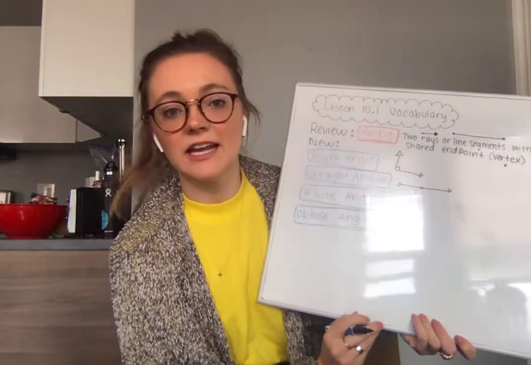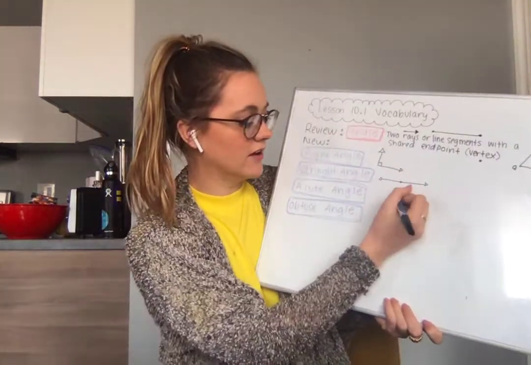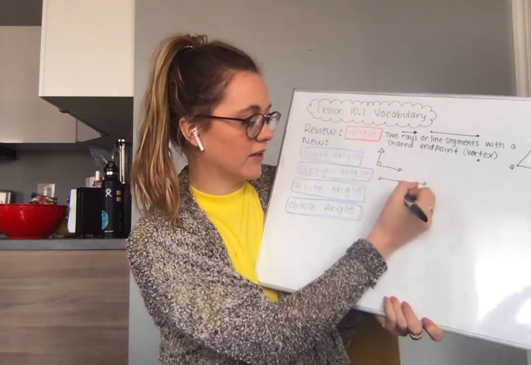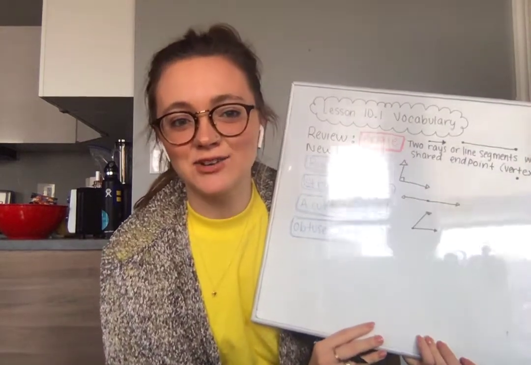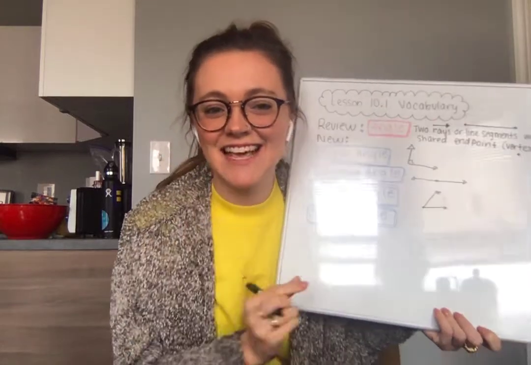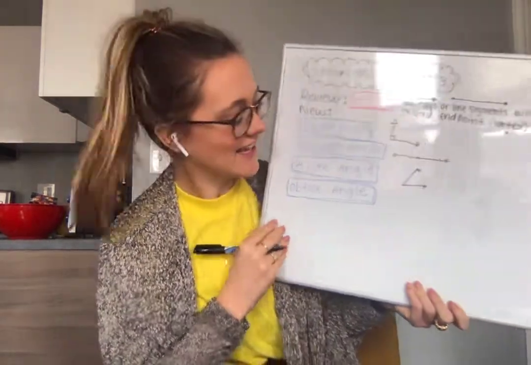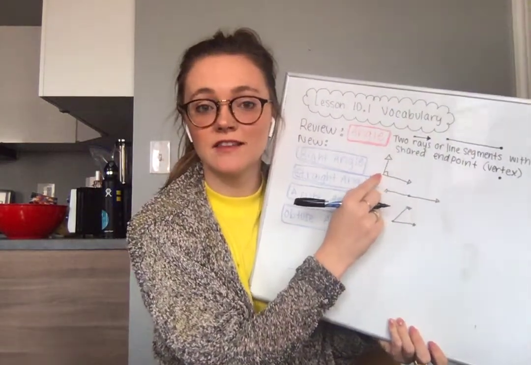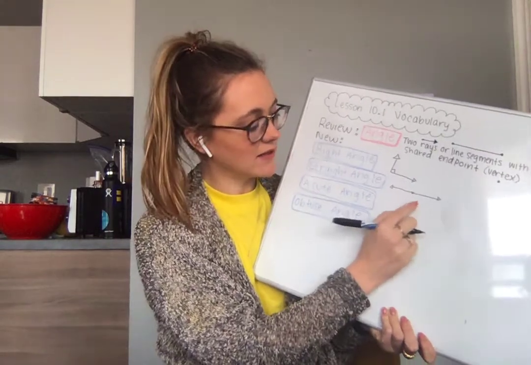The next one is an acute angle. An acute angle is an angle that's smaller than a right angle. I remember that that's an acute angle because it's little, it's so cute. Say acute at home, acute, acute. So that is any angle that's going to be smaller than this perfect square, the right angle. I'm going to make this a little bit better.